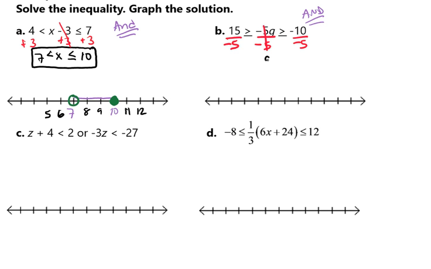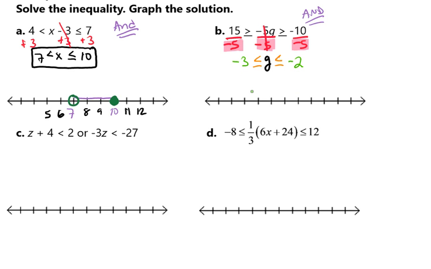So that's going to give us our g, and, oh, we divided by a negative. What are we going to do? Right? When we divide by a negative, we have to do something special to our symbols. They can't stay greater than or equal to's. They're going to flip. So 15 divided by negative 5 is negative 3, and negative 10 divided by negative 5 is negative 2. And we have our small number on the left, our big number on the right, so we're good to go.